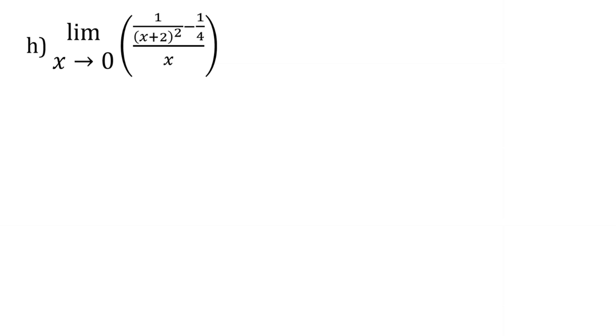Hopefully, this one jumps out at us as the type of strategy that we would use. In fact, this one's easy to check whether or not it's indeterminate. So when I plug 0 in, I get 0 plus 2, which is 2 squared is 4. So this is 1 over 4 minus 1 over 4, which is 0 over 0. So I can, in my head, check this one and see that it's 0 over 0, and so it's indeterminate.